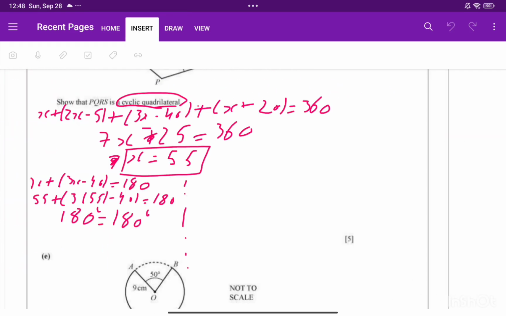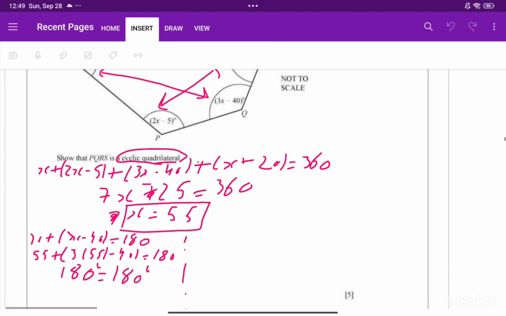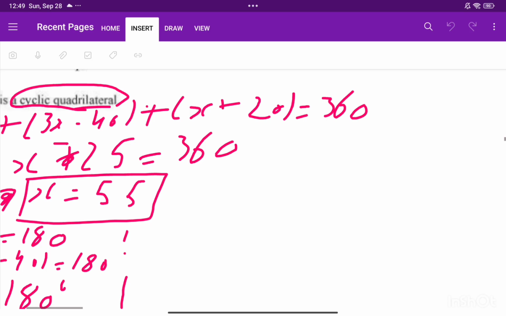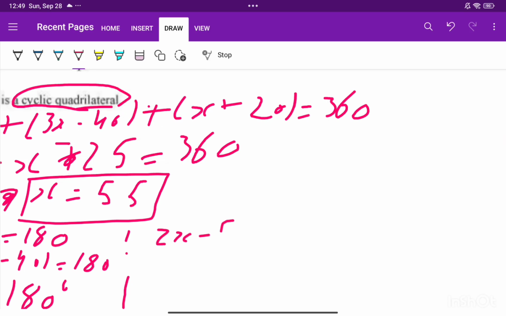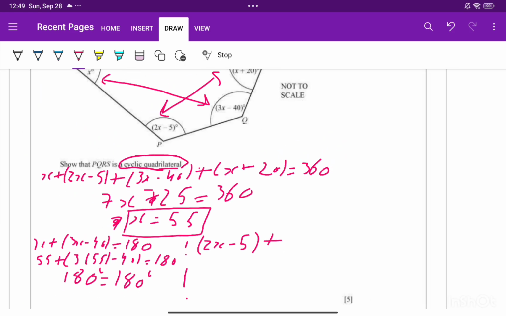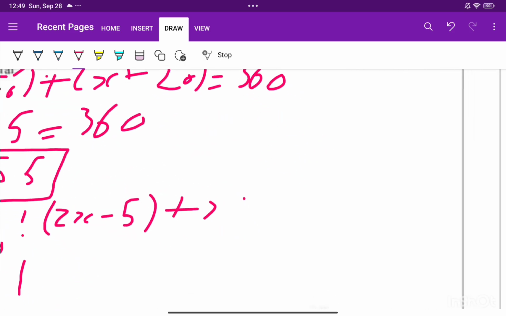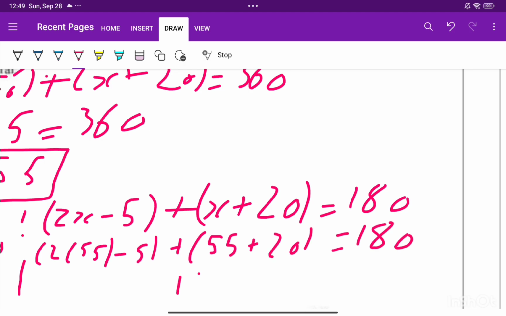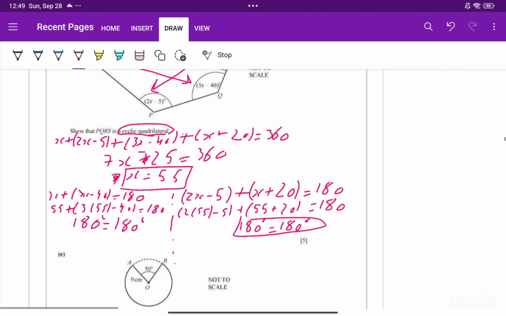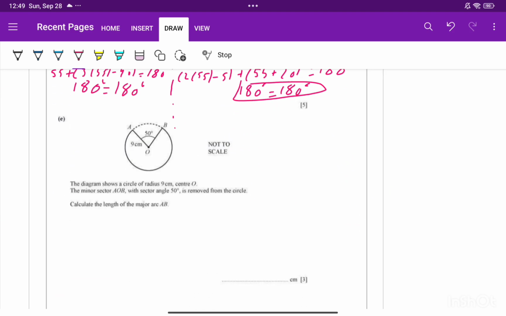Okay, now P and R. So 2x minus 5 plus x plus 20 equals 180, and we found x is 55. So 2 into 55 minus 5 plus 55 plus 20 equals 180. So the answer will be 180. So hence proved. Okay, part E.